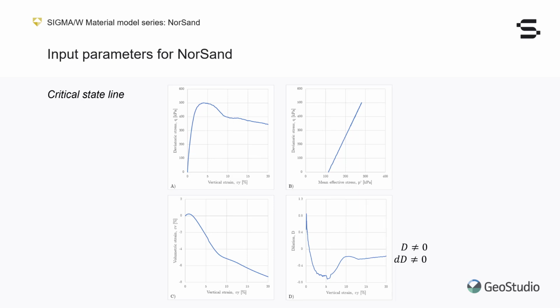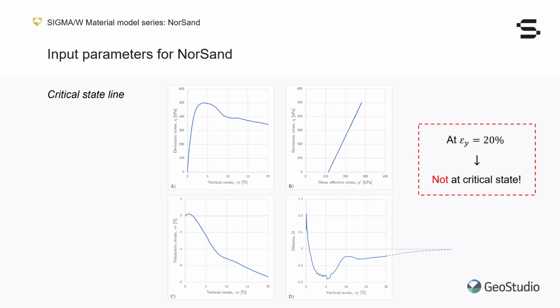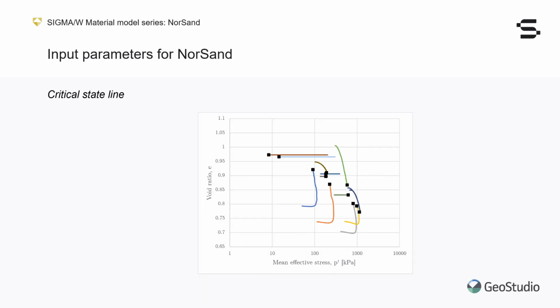Neither is the slope of the dilation curve. To reach these 2 conditions, which are necessary to reach critical state, the test would have had to continue for quite a while. This is unfortunately impossible in the laboratory, because as large deformations occur, strain localization takes place and the sample is no longer deforming homogeneously. As a general rule of thumb, it would be safe to assume that at 20% of vertical strain, critical state is very rarely achieved. Back to our series of results then.